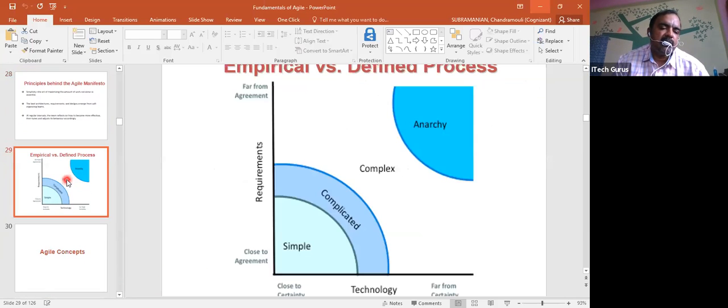Okay, so now you see this. This is the empirical versus defined process. This is a one-slide summary of whatever we discussed in the morning. Please understand, a very simple project, right? The technology is very simple and the requirement is very simple. So which one will you follow? Traditional project or Agile project?